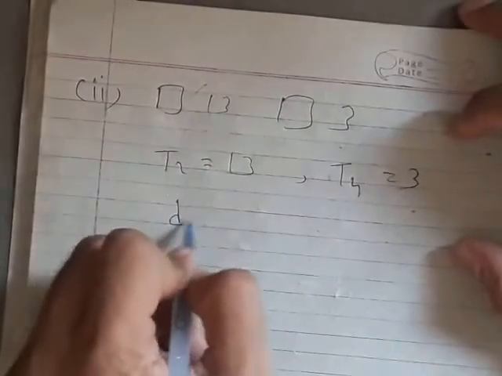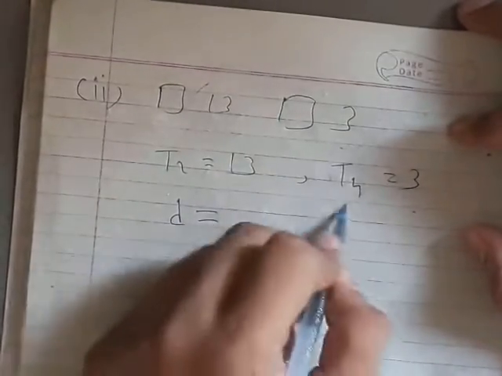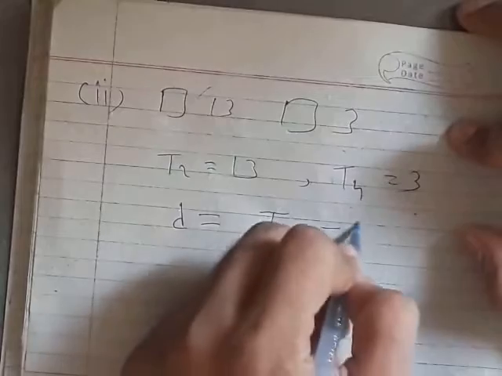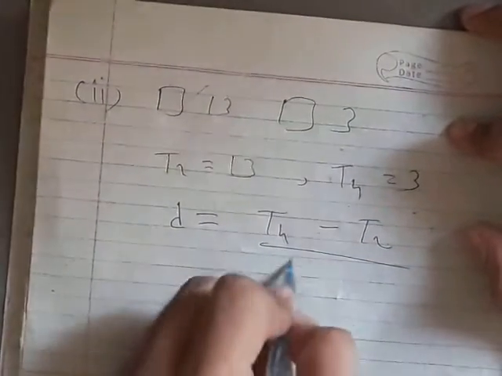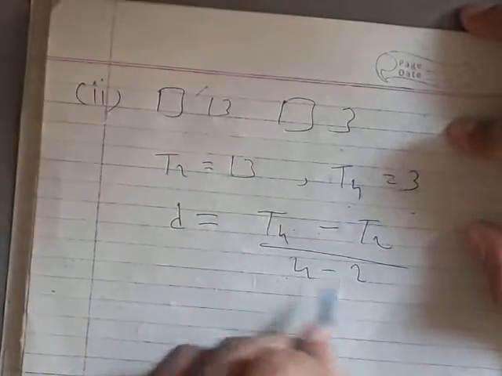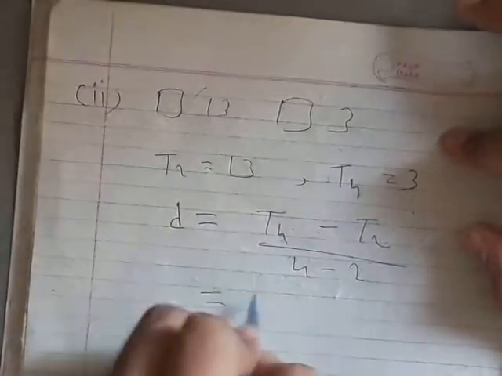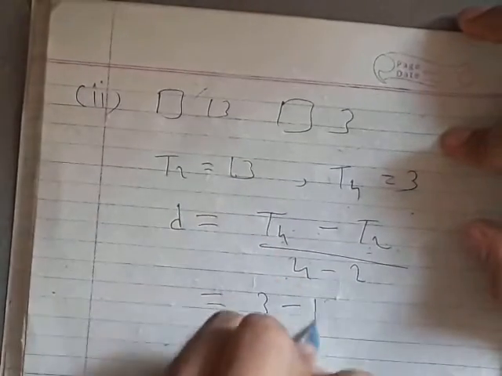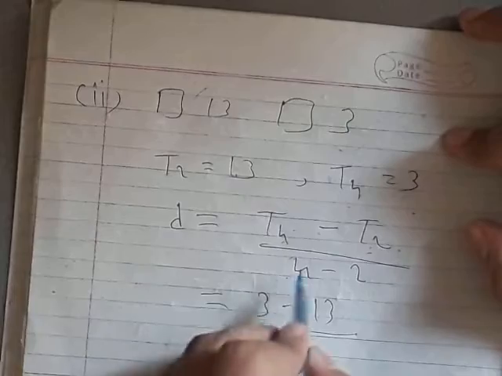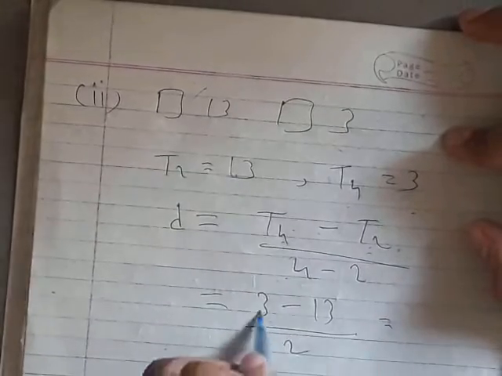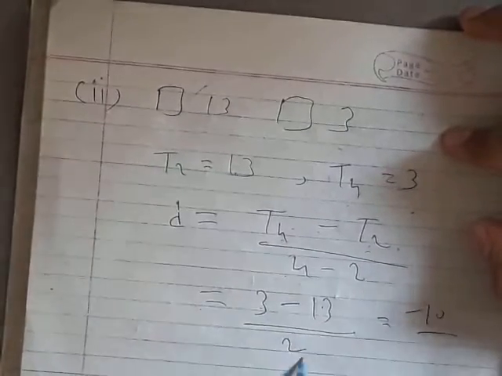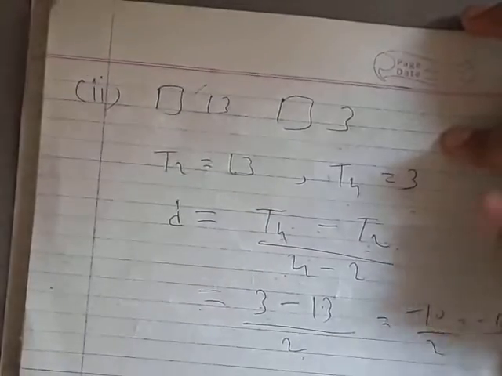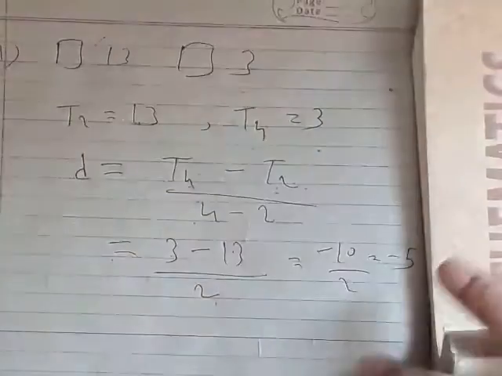To find d, it is easy to find d. How? We can use the formula T4 minus T2, so here we will have 4 minus 2, Tm minus Tn upon m minus n. T4 is 3, T2 is 13, upon 4 minus 2 is 2. Now 3 minus 13 means minus 10 by 2, so we will have minus 5.